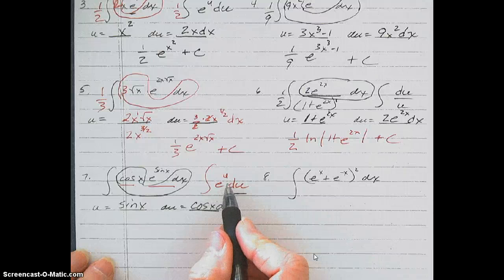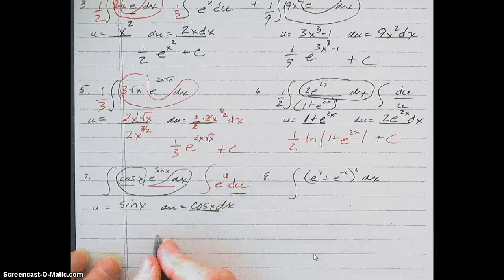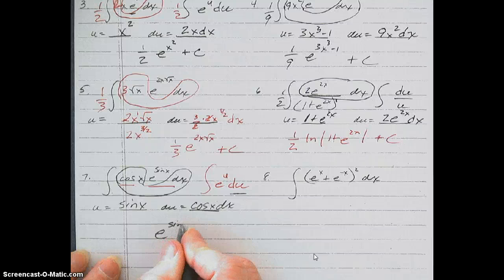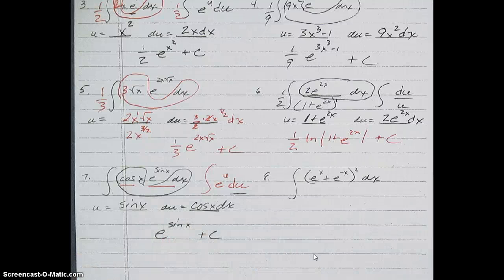E to the u. The antiderivative of e to the u is e to the u plus c. Again, the check of this would be the derivative of this is e to the u times the derivative of u, and that's how we pick up the cosine.